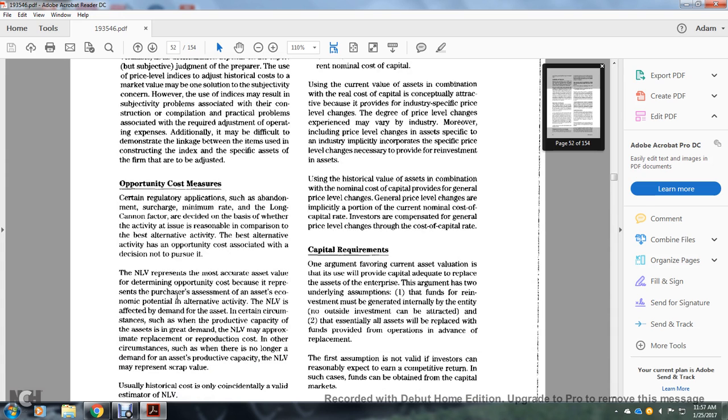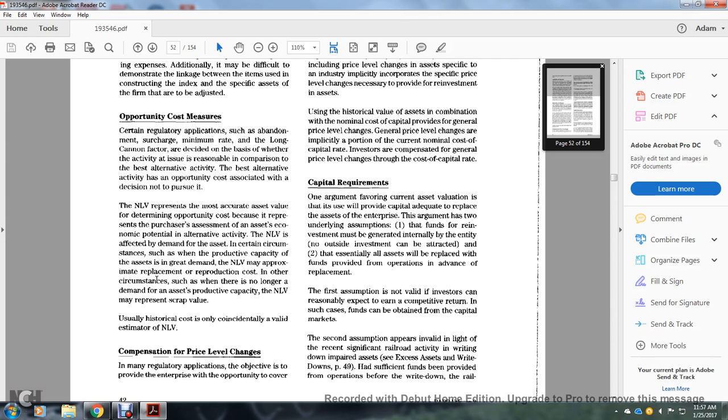All right. Opportunity cost measures are used in certain regulatory applications, such as abandonment surcharge and maximum rate, to decide on the basis of whether the activity is responsible for the merits and the best alternative to the activity, the opportunity cost associated with the decision not to pursue it. Net liquid value represents the most accurate asset value, determining the opportunity cost between the representative of the purchaser assessment with the assessment of assets, economic potential, and alternative activity.